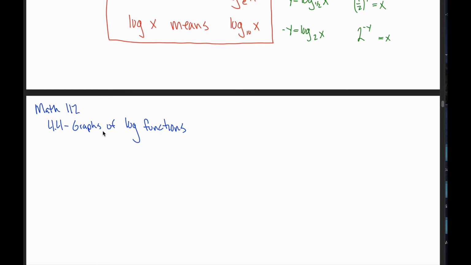I think since we already understand what the graphs of exponential functions look like, and we understand what the graphs of functions that are inverses of each other look like, I think we'll be able to come up with a graph of log functions fairly easily, make a couple observations, and then call this section good.